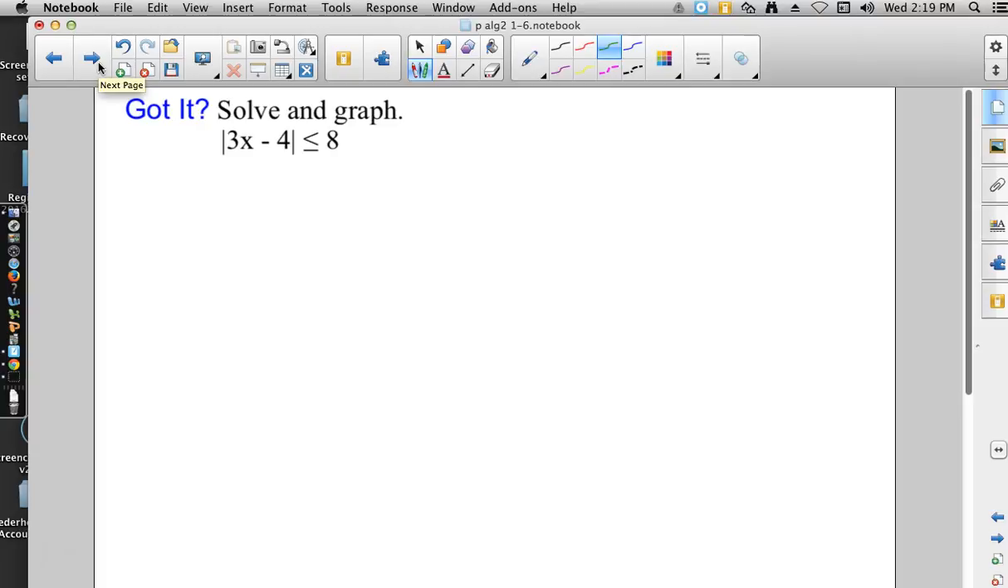This is a solve and graph. Once again, I'm looking at the sign here and I see that that's less than or equal to, and I think about standing right underneath 0 and reaching out in both directions on the number line to go 8 in either direction. So that'll be -8 is less than or equal to, this time, 3x minus 4, which is less than or equal to 8.